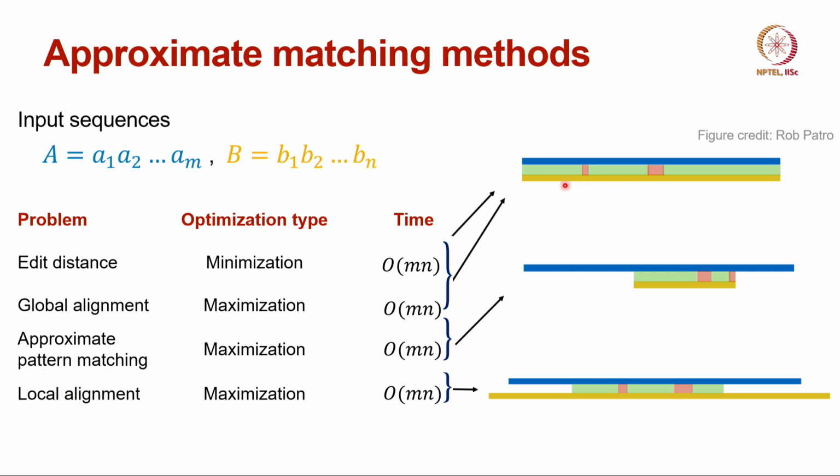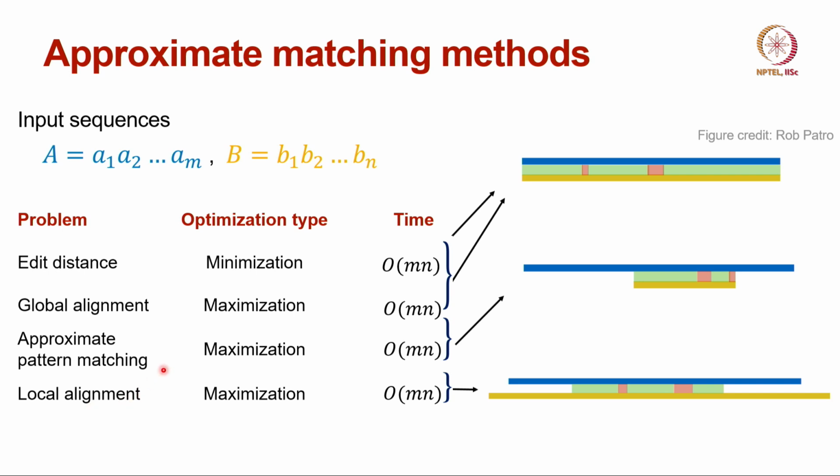And you have seen that these different methods are useful for different types of applications. For example, the first two methods were useful for global alignment. The approximate pattern matching was useful when you have a short pattern to be aligned in a very long text. And finally, the local alignment, where we were seeking local similarity patterns between two strings.